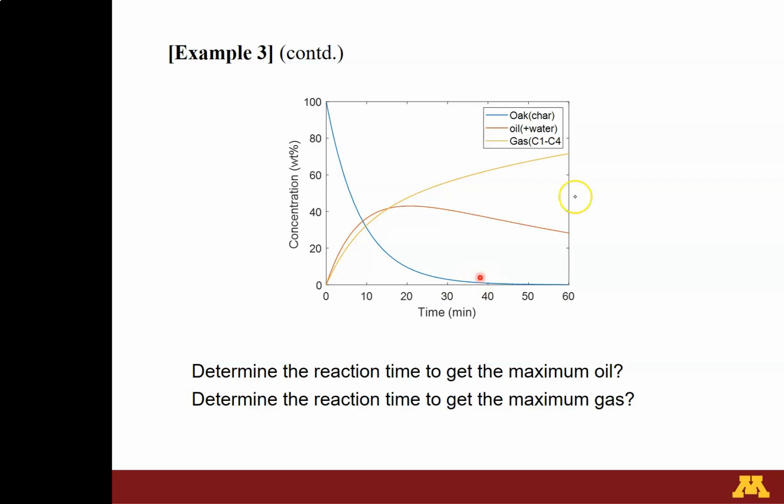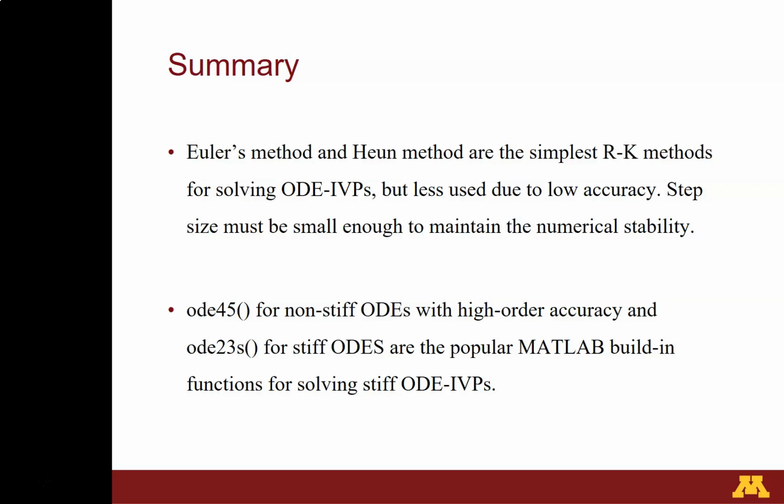Here is the result. You can see here, in this case, oak is the biomass, the feedstock. So the biomass concentration decreases with time, because it is converted to the product. Oil increases with time first and reaches a peak, then decreases with time. In summary, the Euler method and Heun method are the simplest methods for solving ODE IVPs.